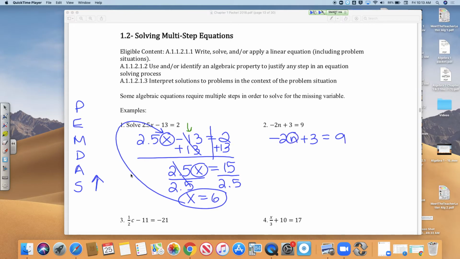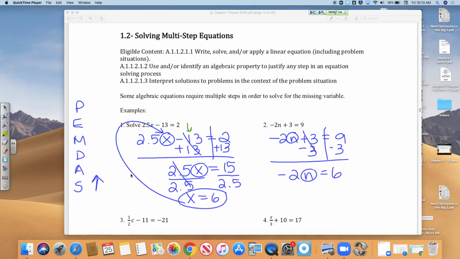Number 2, negative 2n plus 3 equals 9. Circling my variable, drawing my line. Now I have a plus 3. I need to cancel out that addition. To cancel out addition, I do the opposite. I subtract. I have negative 2n equals 9 minus 3 is 6.